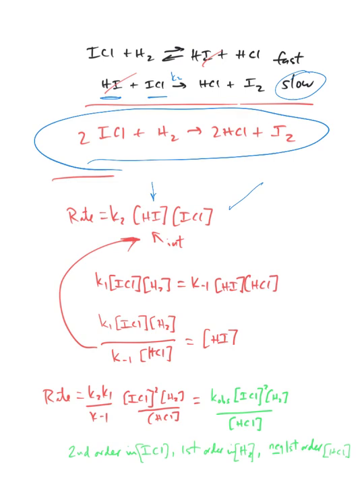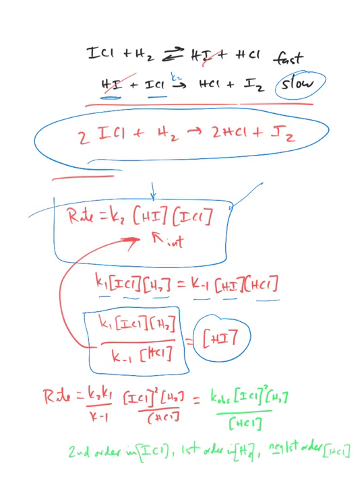So I'm going to use the first step, which is fast, to make a substitution. So the rate law of the forward, k1[ICl][H2], is equal to the rate law of the reverse, k minus 1 [HI][HCl]. Now I'm going to isolate the intermediate, HI, and I get this expression. It looks a little ugly, but just make sure you write it correctly. So that big box gets plugged into the rate law that we did above, and we get this expression.